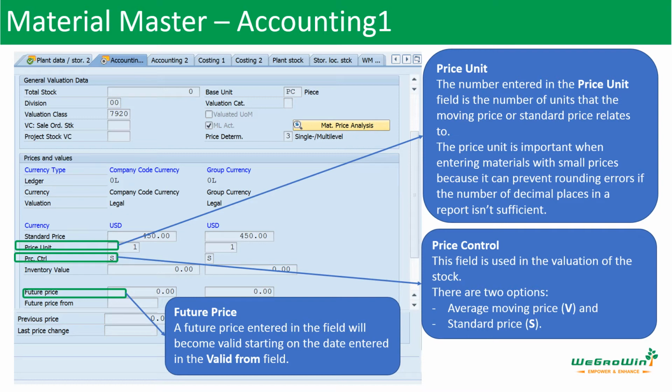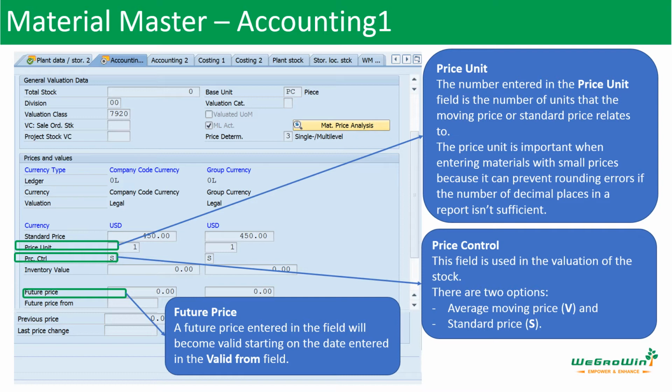Like this, based on each movement, based on the periodic unit, this price is used. That is the moving average price. Then we have the standard price. What is standard price? Standard price is a constant. Once it's entered, the price does not fluctuate and does not take into account other price-altering movements.